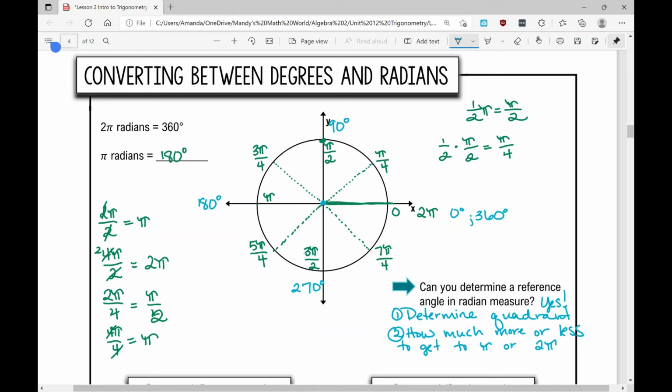So a little helpful hint when we talk about reference angles in radians is to sketch it. Sketch it. I'm just going to show you really quickly. Let's say I have 3 pi over 5. Okay, 3 pi over 5.